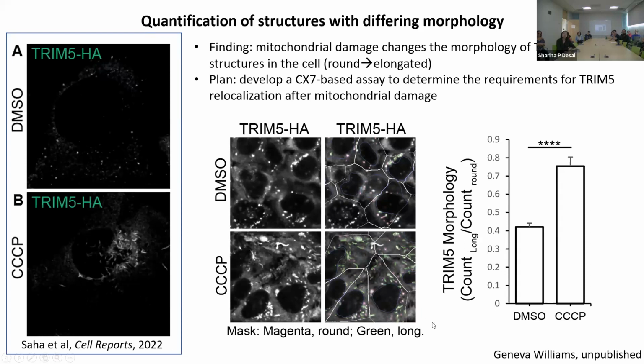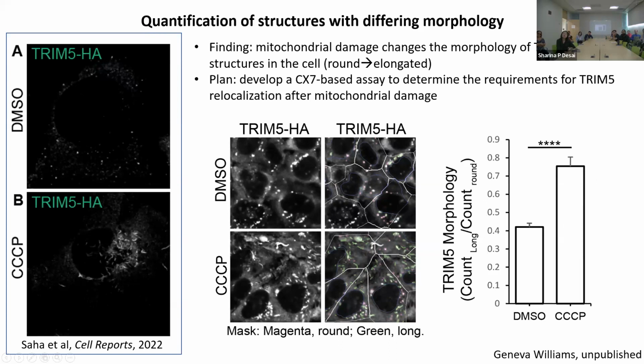This was work done by Geneva Williams when she was a rotation student in the lab, I believe, where we could then separate these TRIM5 structures based on their morphology. The colors may be a little hard to appreciate, but if you see a magenta mask, it's identifying a round TRIM5 structure. And if you see a green mask, it's identifying a TRIM5 structure that's more elongated. After treatment, we found that the ratio between the long and the round changed and increased, with more long TRIM5 structures after mitochondrial damage.